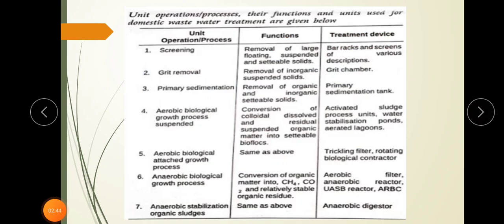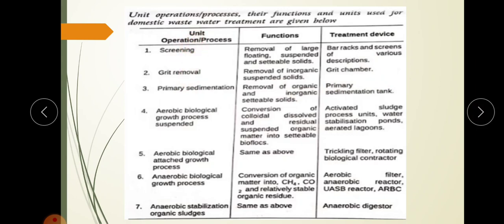This table shows different unit operations or processes, the functions of these units, and the treatment devices used for these processes. So first is screening. Screening is the removal of large sized floating matter, suspended or settleable solids, and for this, bar racks or bar screens of various descriptions are used. Next is grit removal. The function is removal of inorganic suspended solids, which is known as grit, and for that we are using a grit chamber. These two are under preliminary treatment.